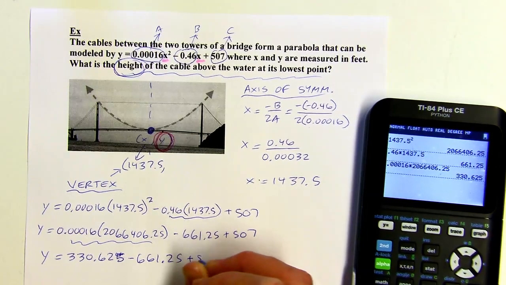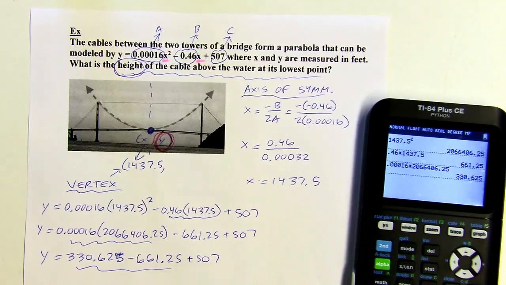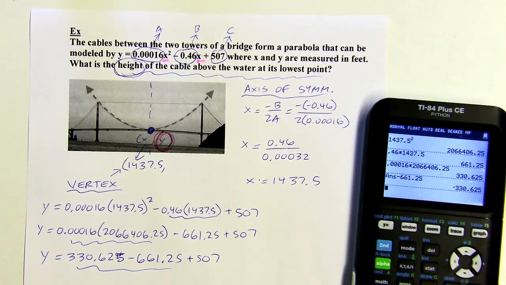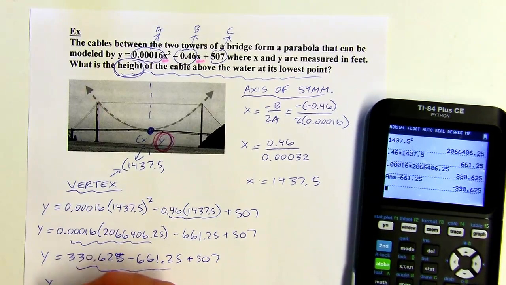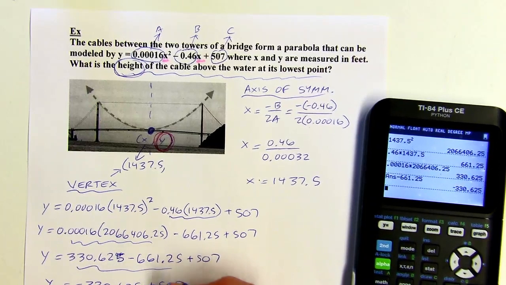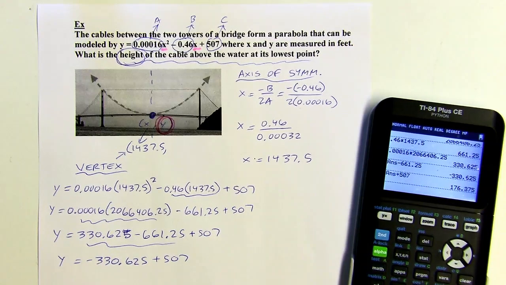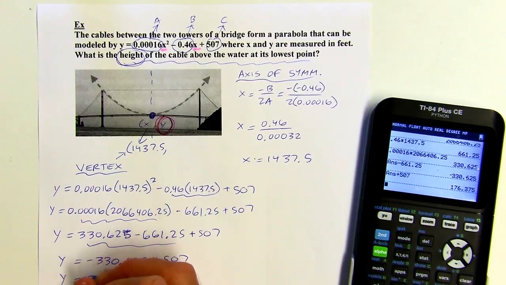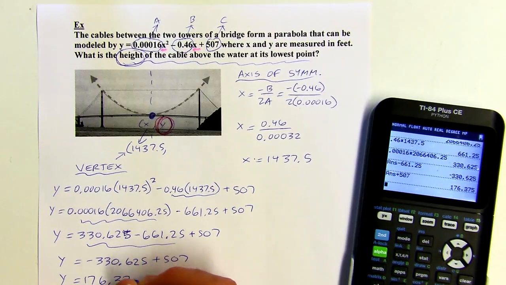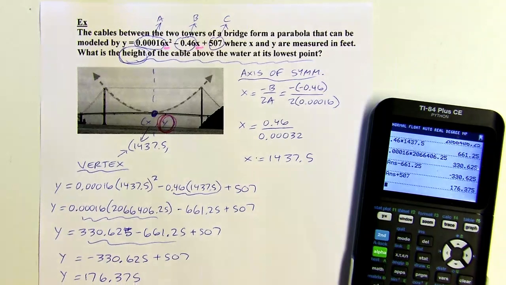Okay, and we're getting there. Let's do that subtraction now. I still got that number here, so I'll just subtract 661.25 from that. And then last but not least, let me zoom out. I'm going to add 507 to this. And that gives me 176.375. So that's the y coordinate of the vertex.